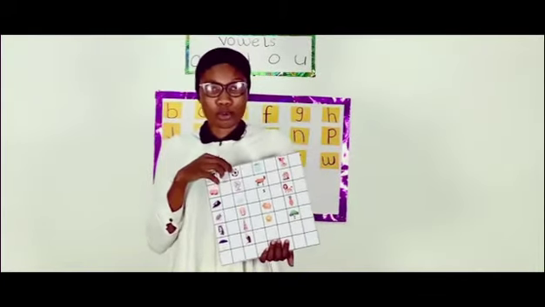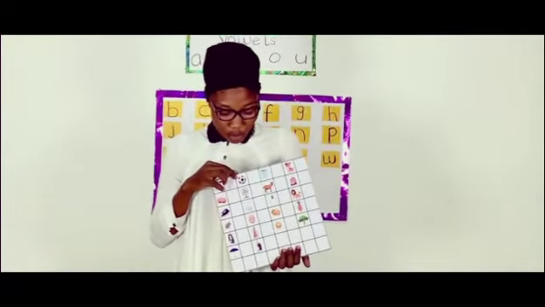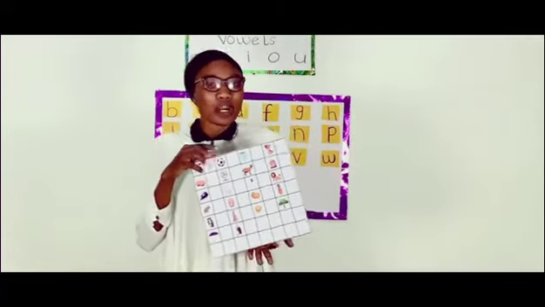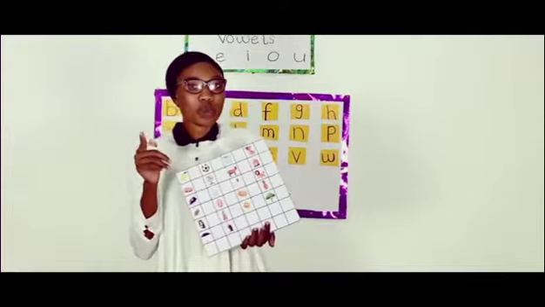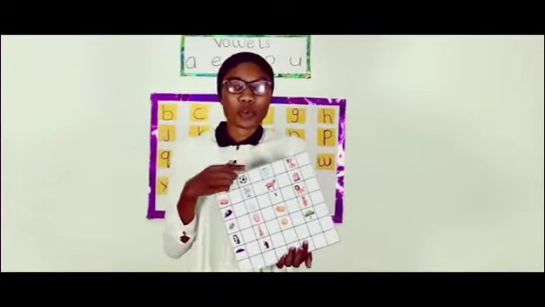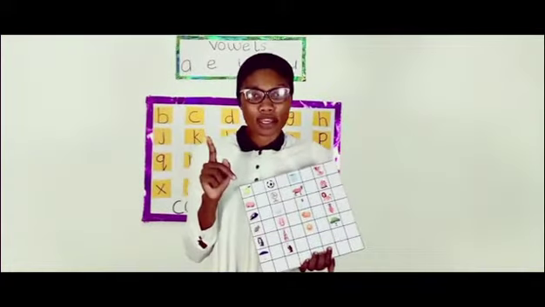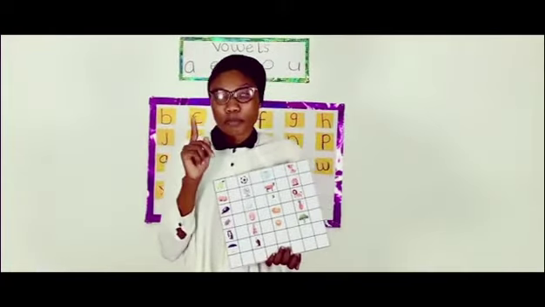B as in ball. This is a beautiful ball on our lovely board here. Now we know a letter B. Let's move on to the sound. B sounds B. B sounds B.